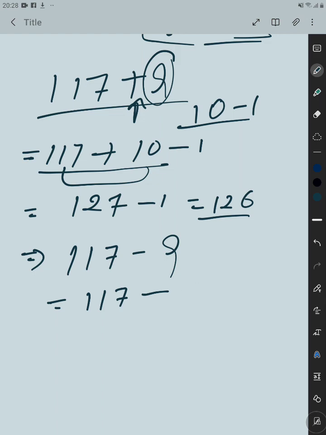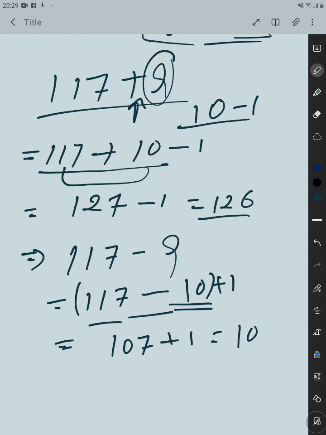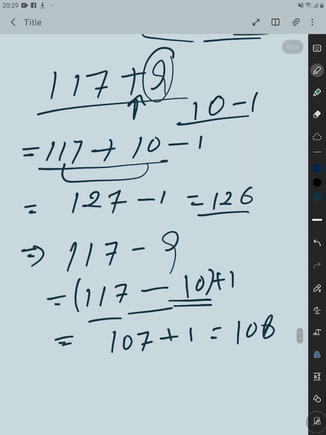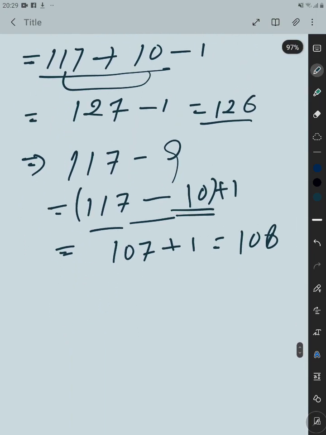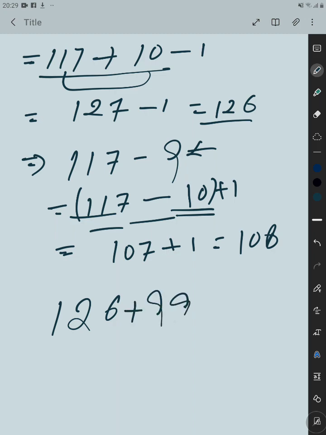Now minus 9 we can write as minus 10 plus 1. We want to introduce 10 here. This is the beauty. So we subtract this, you will get 107. We add this plus 1, and what we'll get here is 108. Similarly, if we increase this number 9 to 99, let's take another number in place of this. Let's take 126 plus 99, and we can write 99 as 100 minus 1.